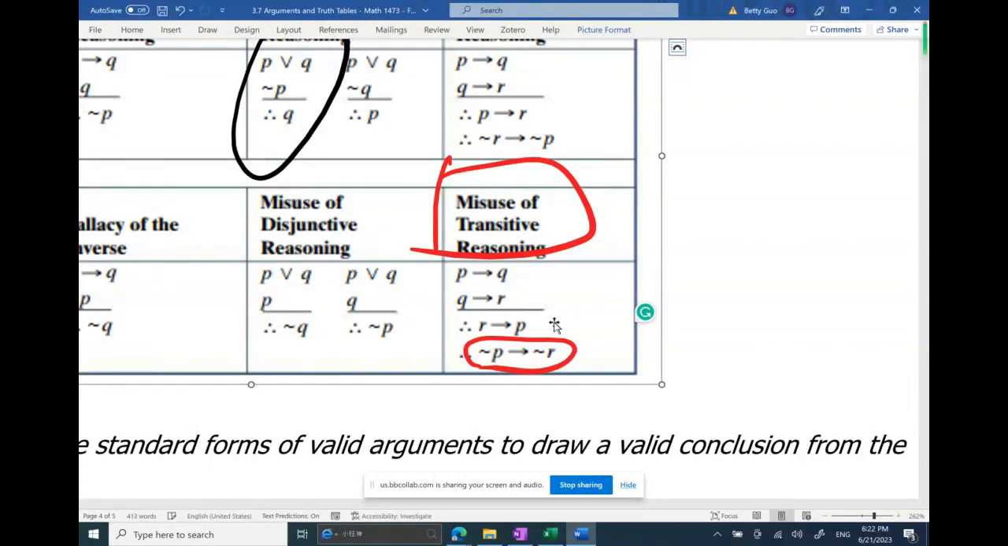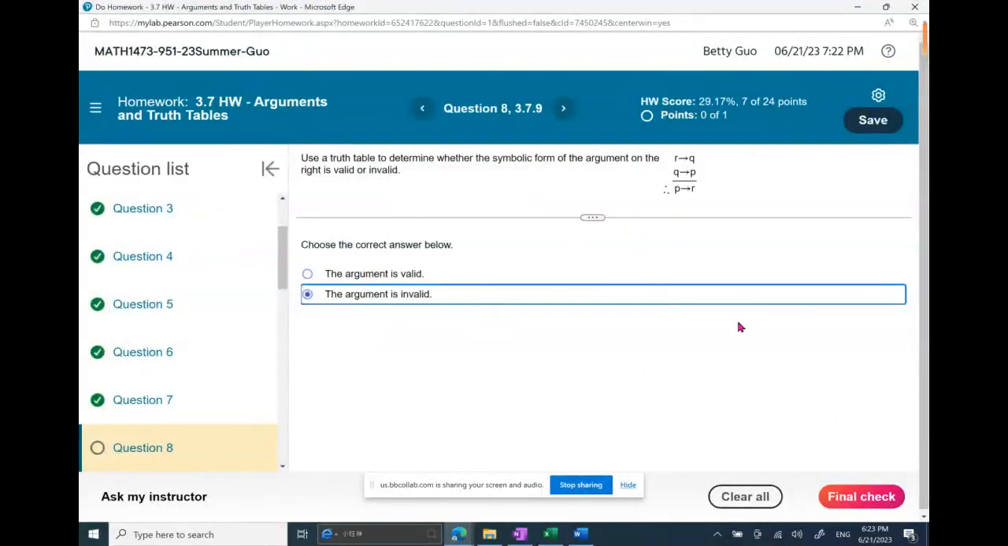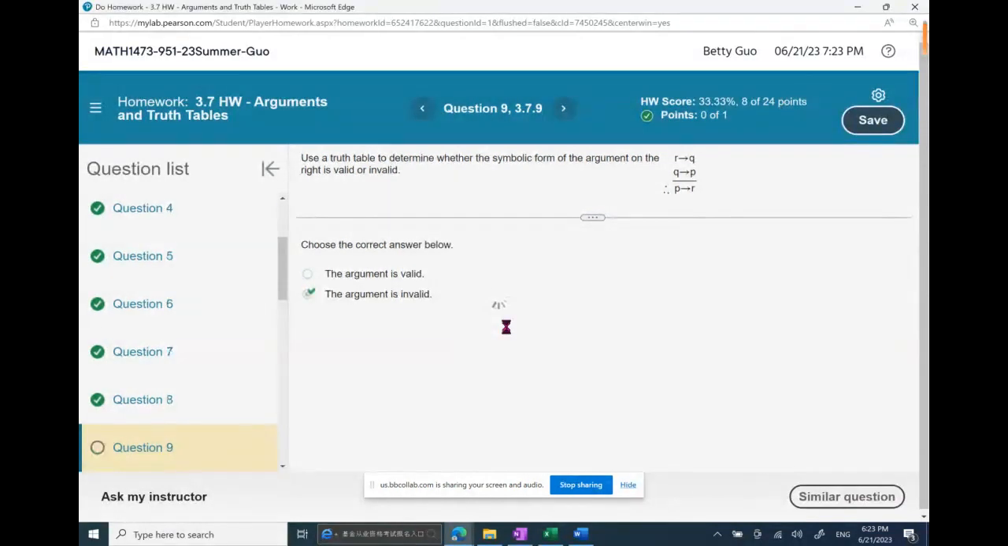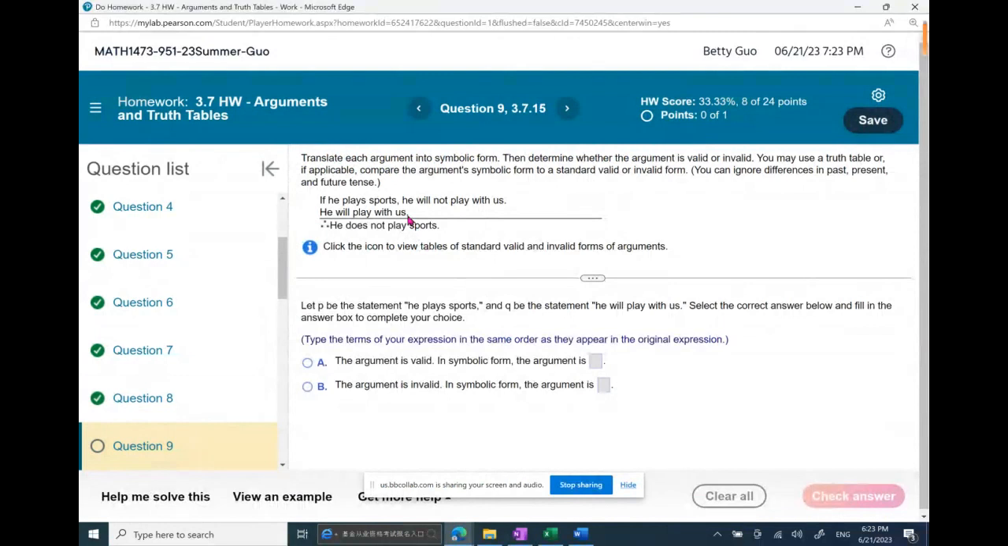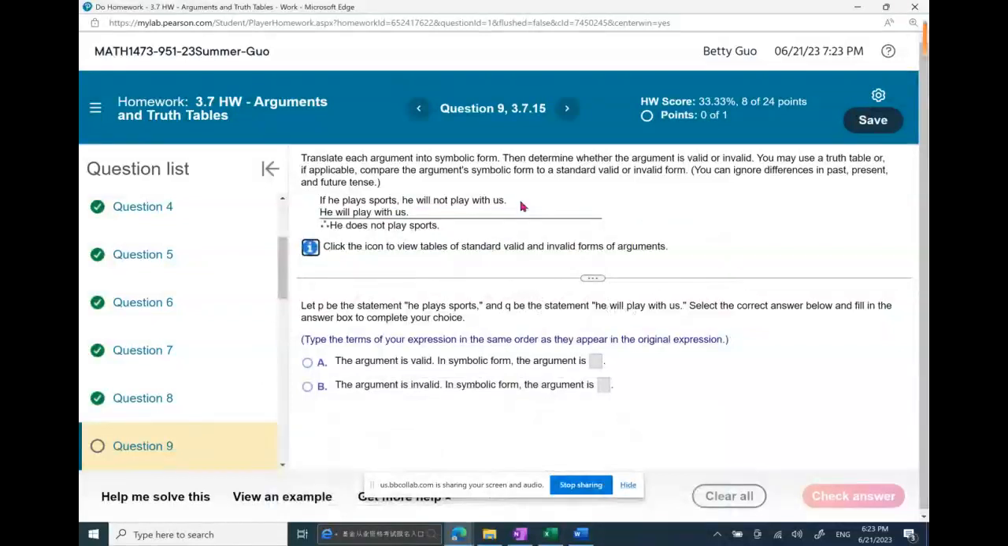If you are aware of those fallacies and reasonings, we don't have to use the truth table. Very obviously this is invalid, a fallacy or misuse of the transitive reasoning. Let's do one more and then we move to the next section. Translate each argument into symbolic form, then determine whether the argument is valid or invalid. You may use a truth table or, if applicable, the table that I just showed you from the guided notes.